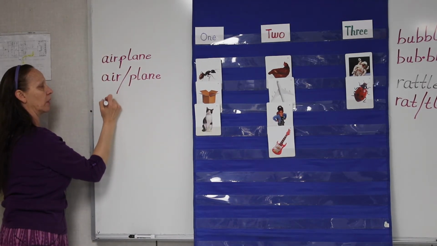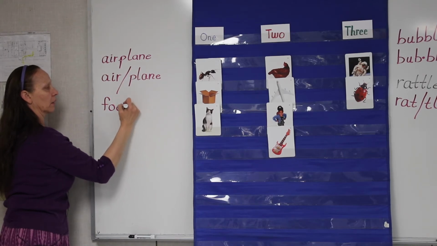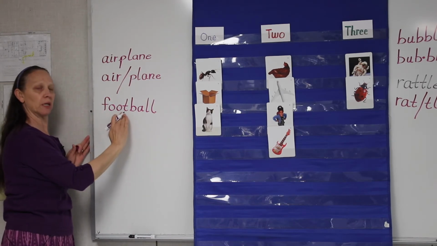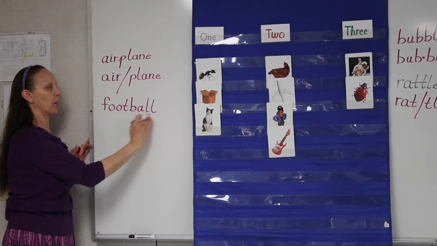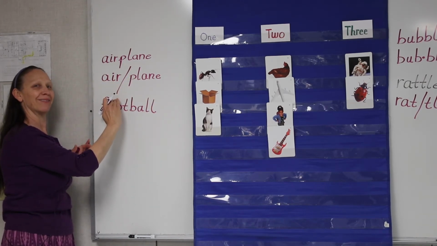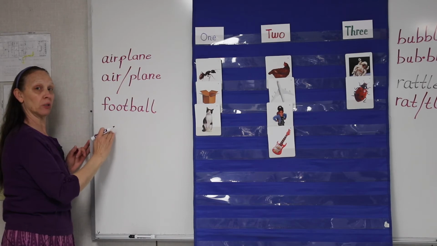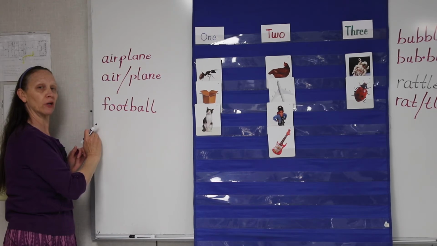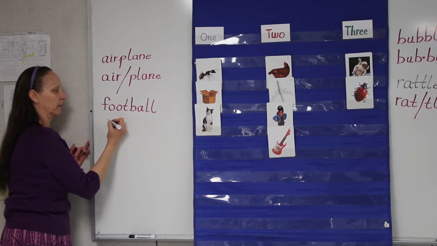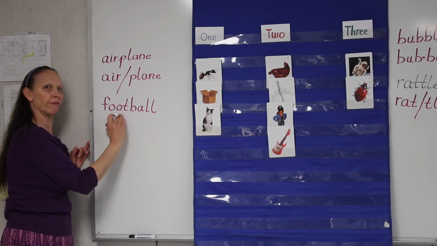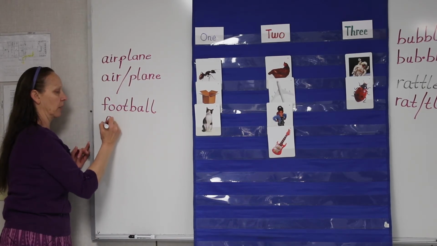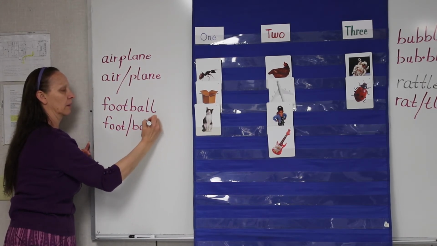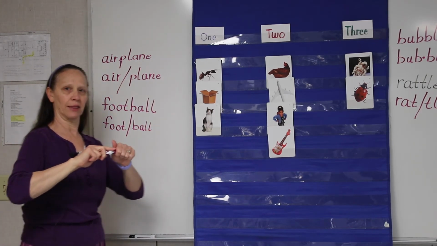Okay, I'm going to give you one more, and you're going to help me. Our word is football. Because it's a ball we kick with our right foot. Okay, help me sort it out. Where am I going to split it? Tell your mom or dad. Okay, so that's right. We're going to split it between the word foot and the word ball. So I would write foot and ball. It would look like that.